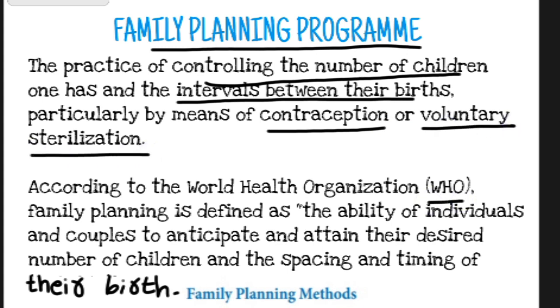According to WHO, we do have a definition that is the ability of individual and couple to anticipate and attain their desired number of children and the spacing and timing of their birth. The definition might be different, but the meaning is same. That is to control the number of children in a family, and we need to provide time for each birth.